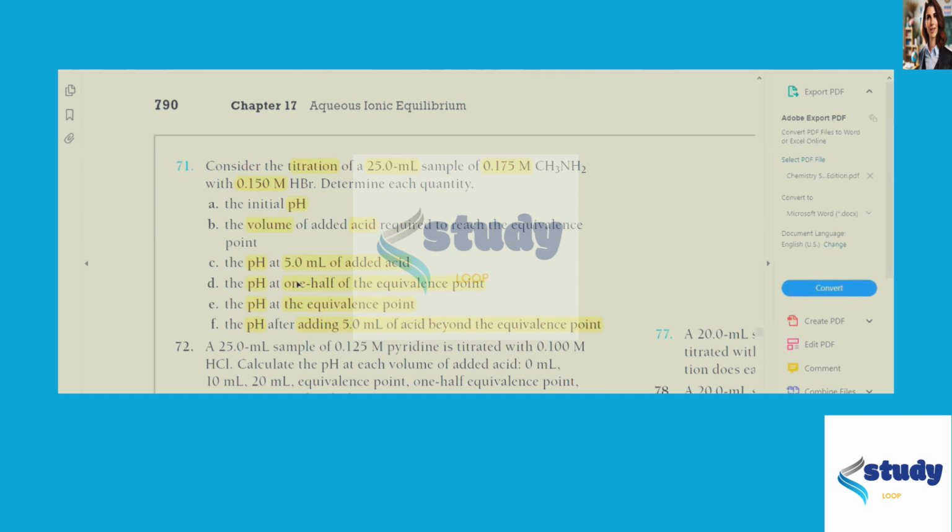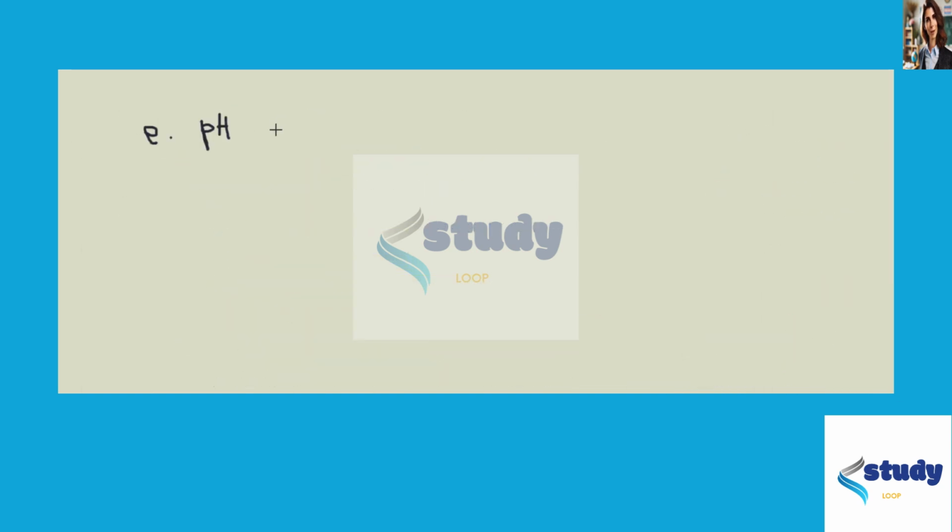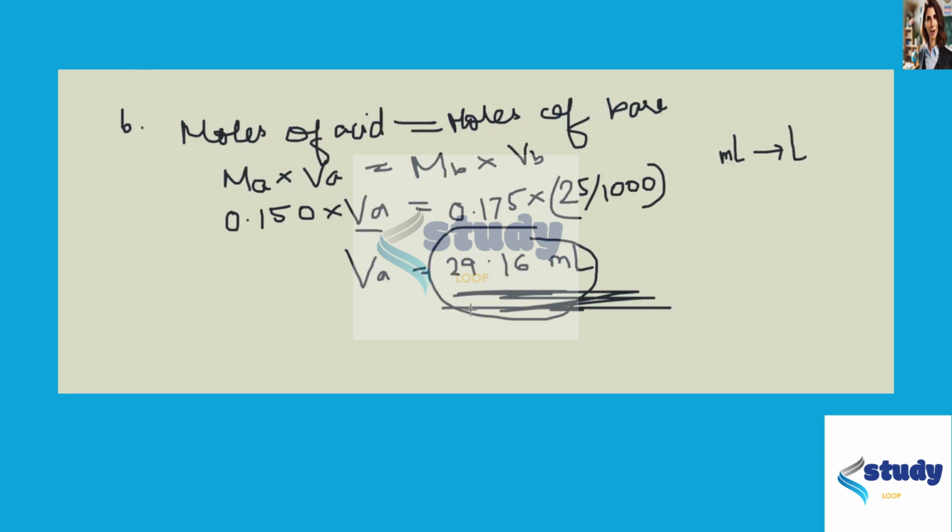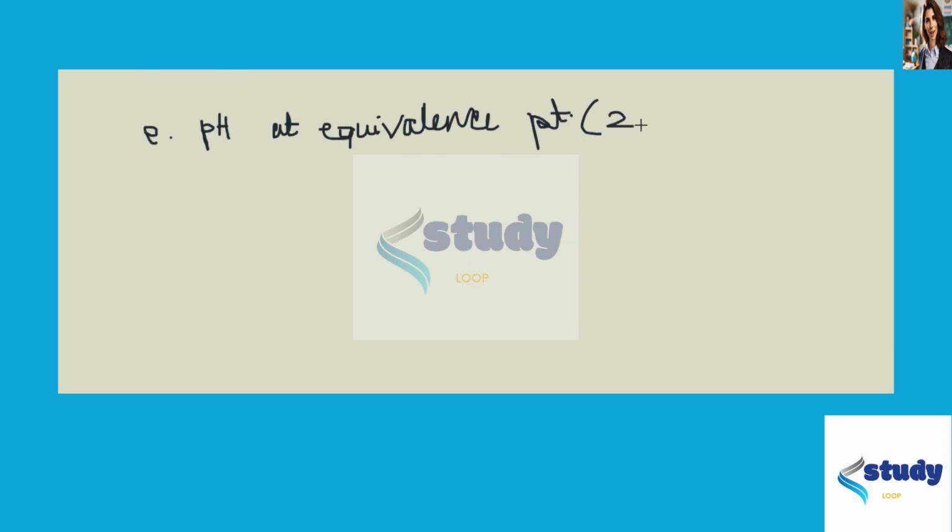Okay, so this is going to be a tricky one. Our next question is pH at equivalence point. What is equivalence point? Let me go back. 29.16 milliliters of acid.